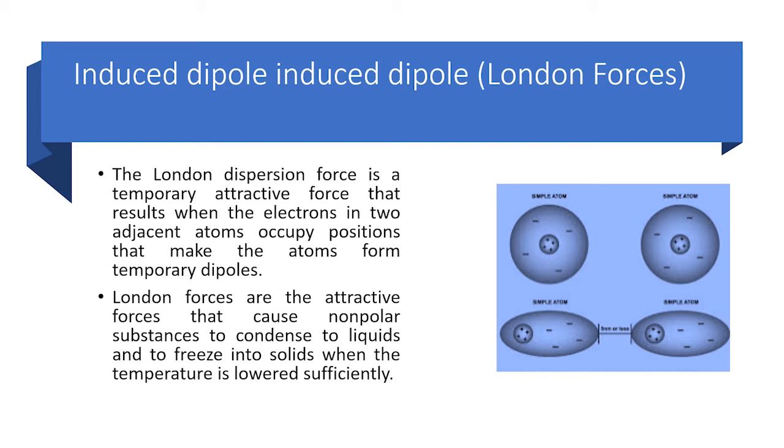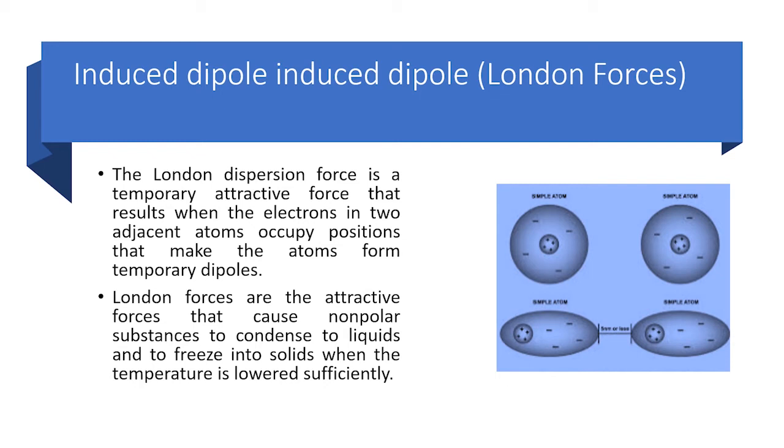We can say the London dispersion force is a temporary attractive force that results when electrons in two adjacent atoms occupy positions that make the atoms form temporary dipoles. This can exist in different atoms or different molecules, generally non-polar species. These attractive forces cause non-polar substances to condense to liquids and to freeze into solids when the temperature is lowered sufficiently. We can explain this with the example of the iodine molecule.